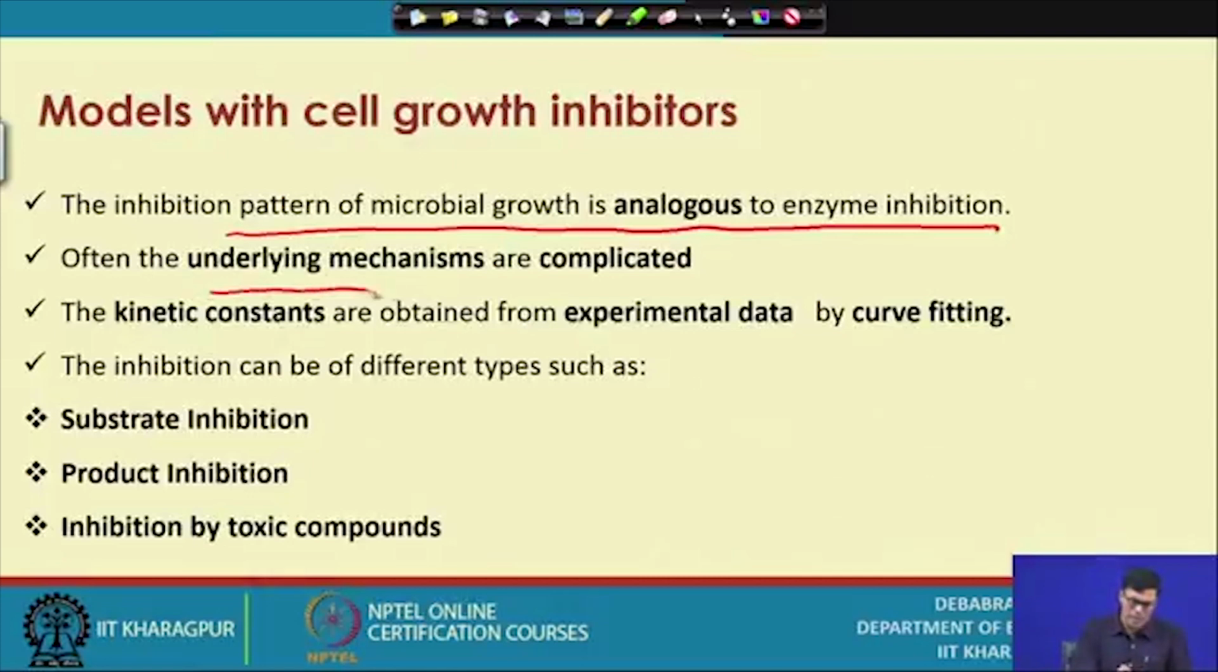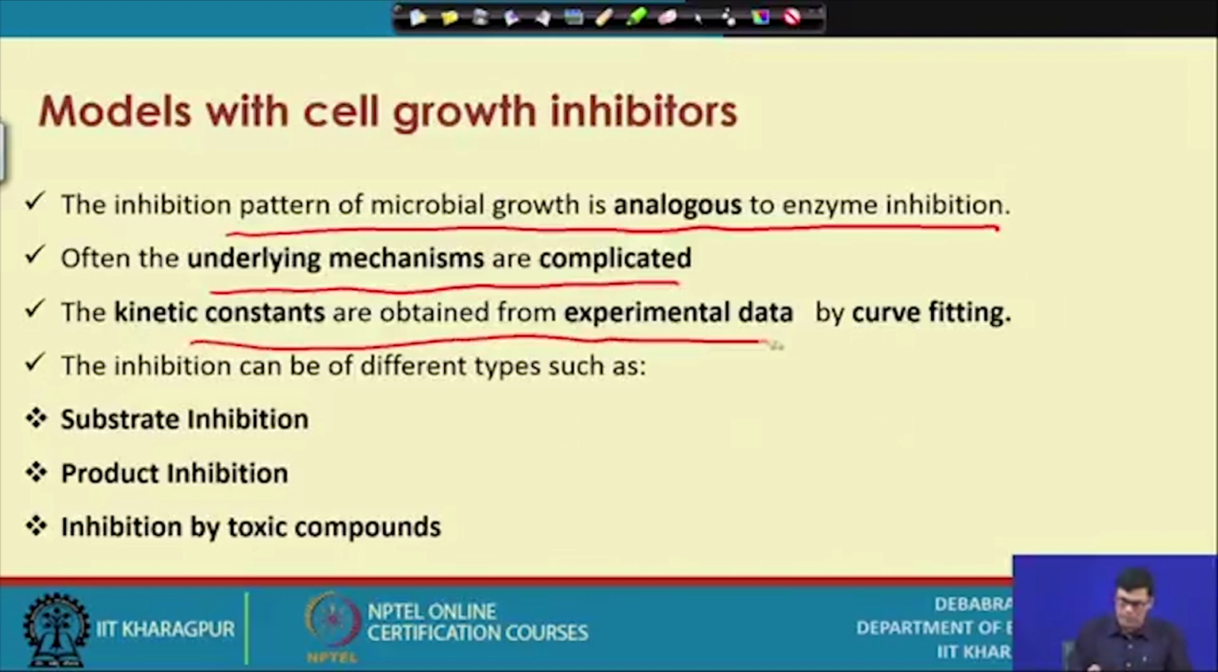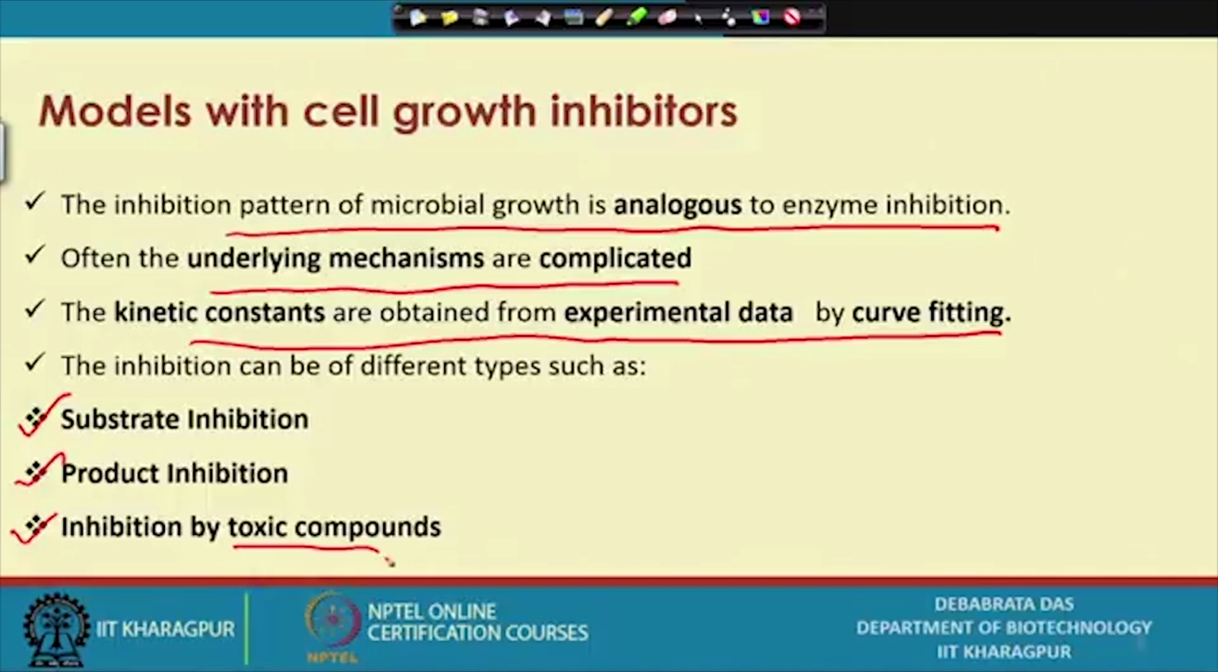Now often the underlying principle mechanisms are complicated. The kinetic constants are obtained from the experimental data by curve fitting. That we have found out. And we found that there are three types of inhibition: substrate inhibition, product inhibition, and inhibition by toxic compounds. During the enzymatic reaction kinetics, I gave one example of how enzymatic reaction kinetics can help you determine the concentration of a toxic component like a pesticide. So this is a similar thing that is applicable to the microbial system also.